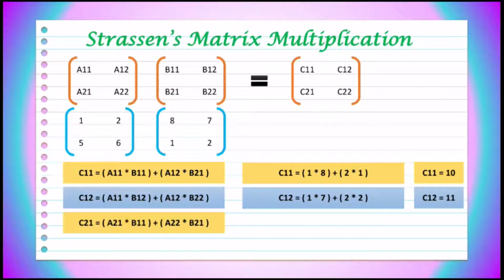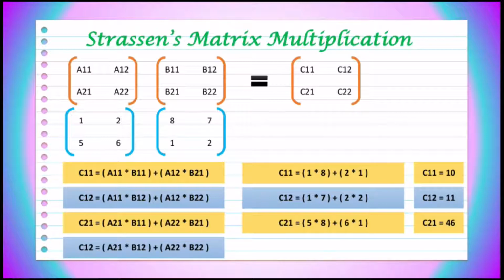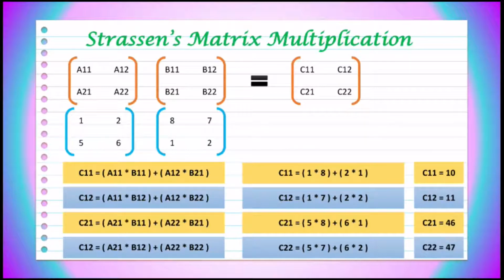Next C21. So this is the formula for C21. So just replace the values. So 5 into 8 is what? 40 and 6 into 1 is what? 6. So 40 plus 6, that is 46. So C21 is 46. So this is the formula for C22. Just replace the values. So 5 into 7 is what? 35 and 6 into 2 is what? 12. So 35 plus 12 is what? 47. So C22 will be 47.